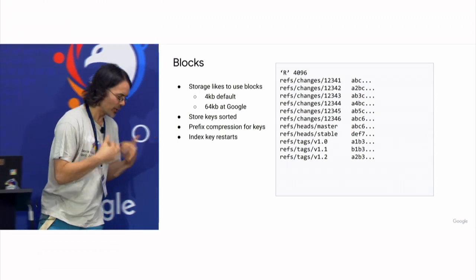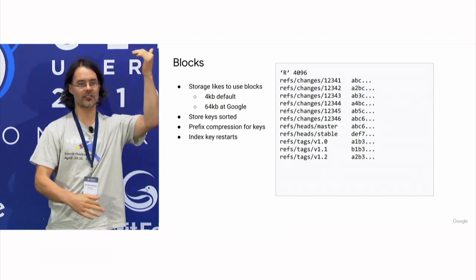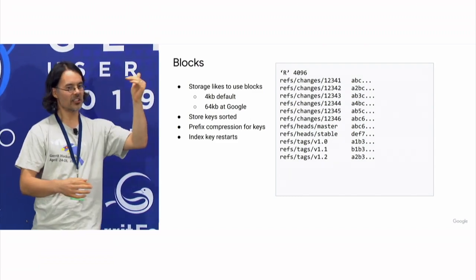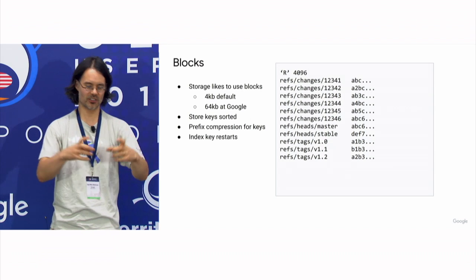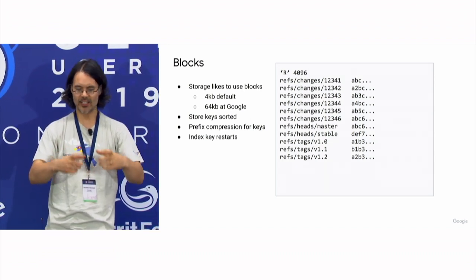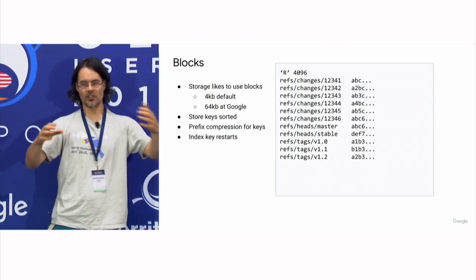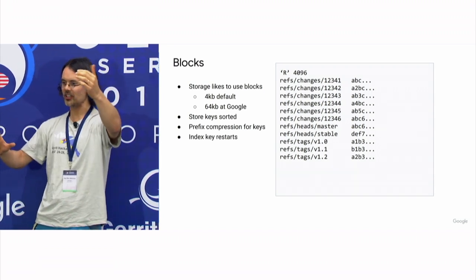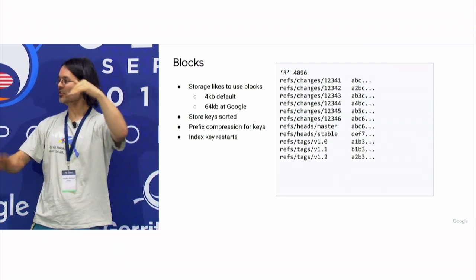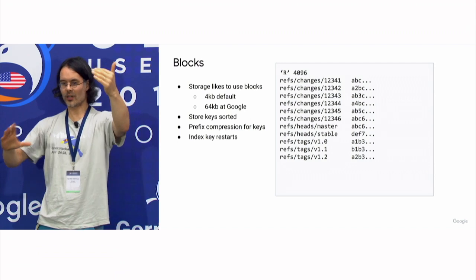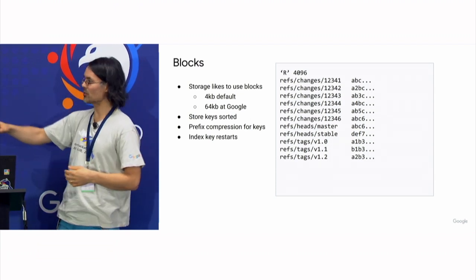So how can we read things quickly? One of the problems with this large packed refs text file is that it's a text file. And actually, our devices like to work in blocks. They have blocks of 512 bytes or 4 kilobytes, or in the case at Google, 64 kilobytes. Reading a small chunk of data is just as expensive as reading a large chunk of data. So it makes sense to organize your data around these large chunks. And so how do we do that? Well, we store the keys in sorted order.